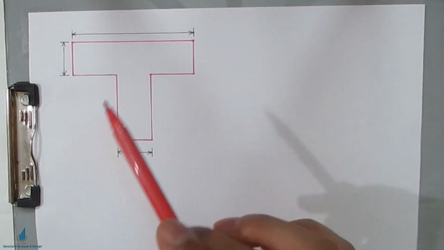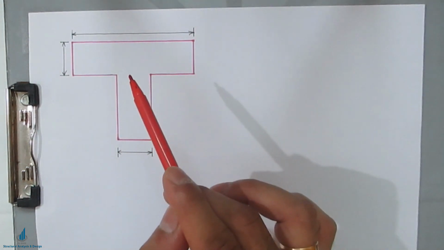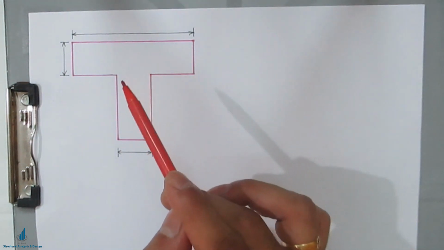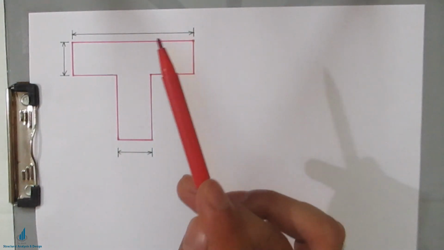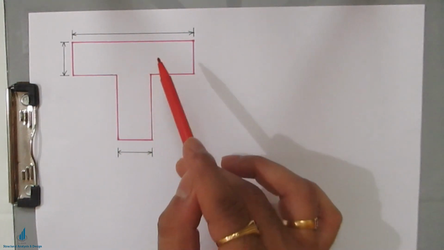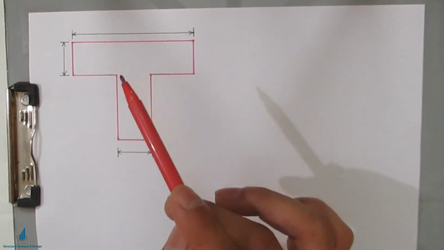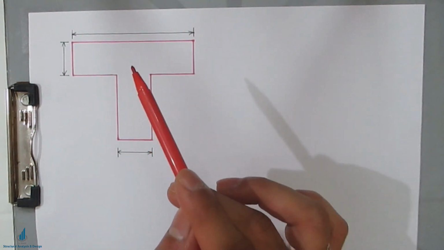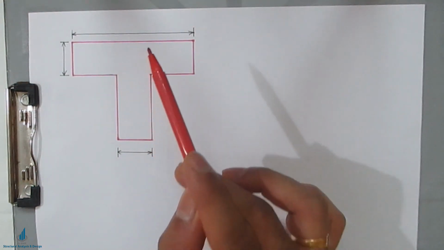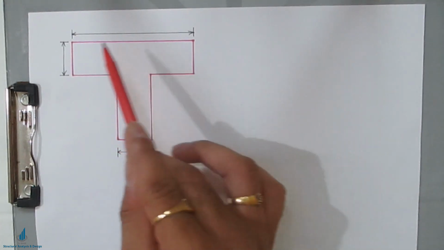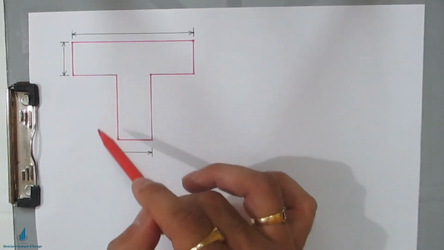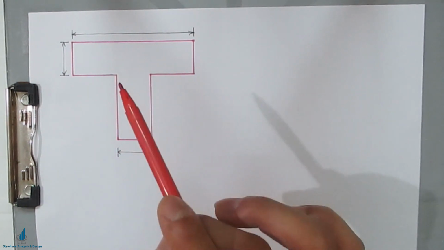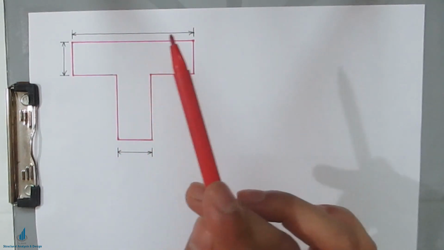Okay, understood? Because we don't cast the slab and beam differently or separately, which is practically impossible. Therefore we cast this slab and beam at the same time, and this gives a T section or a T beam. So the upper part is the slab section, and this is the beam section, and together we call it a T beam or T section.